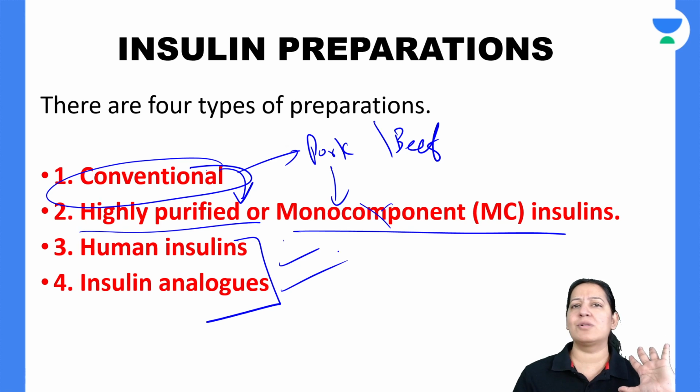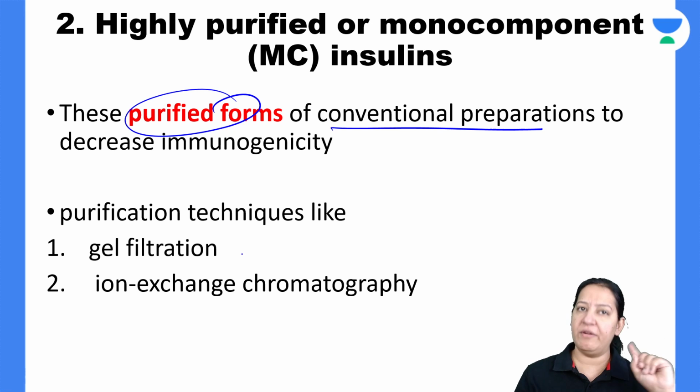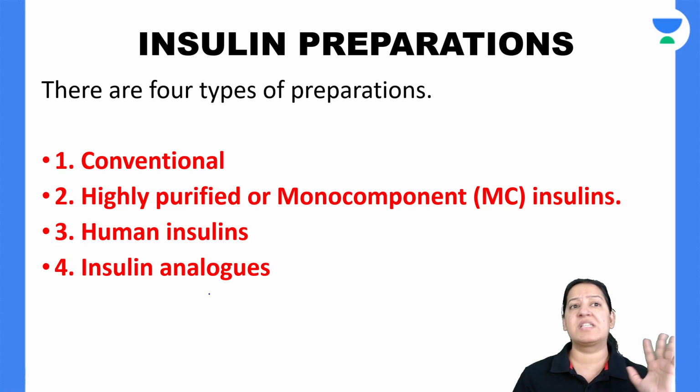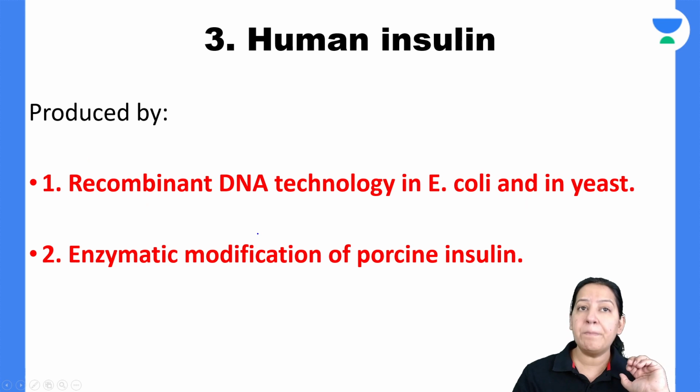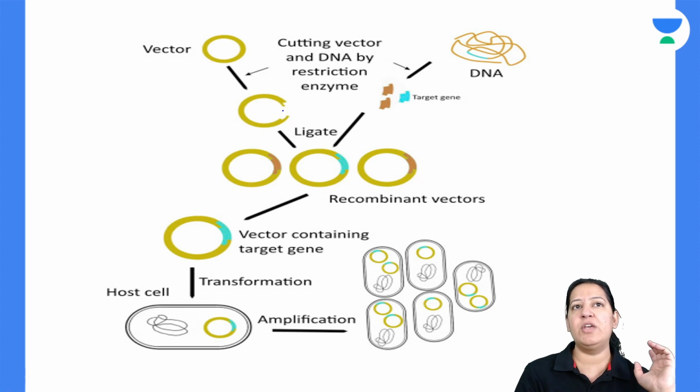So nowadays these are also not used. We purify the conventional insulin before using it in humans. Purification is done by gel filtration or ion exchange chromatography, but they are not the best. The third are the human insulins. We prepare human insulin from human pancreatic beta cells by the insulin gene, which is the actual human gene, by genetic recombinant DNA technology. We have discussed this technology yesterday. We use a vector.